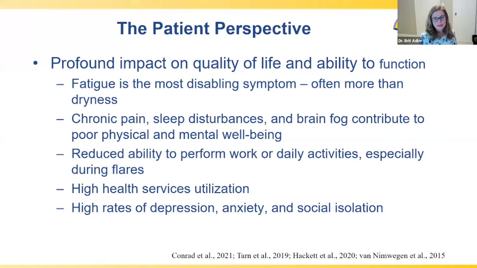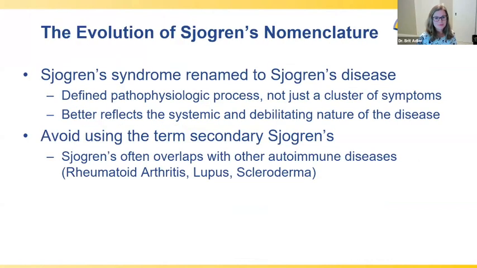We see a lot of chronic pain, sleep disturbances, and brain fog, and this contributes to poor physical and mental well-being. Many patients have an increased risk of going on disability. They have more difficulty working or performing their daily activities, especially when they're having flares. Sjögren's patients have high health services utilization, and they have high rates of depression, anxiety, and social isolation. So this disease really is disabling, and we need more research and more awareness among medical professionals about this disease.